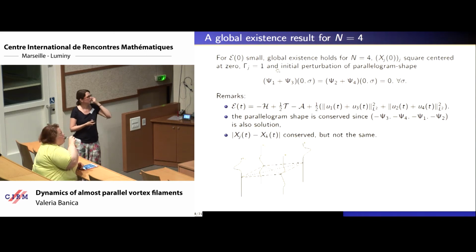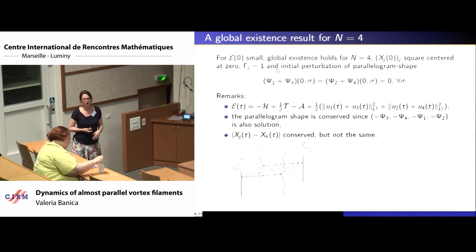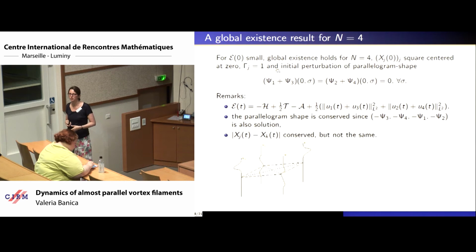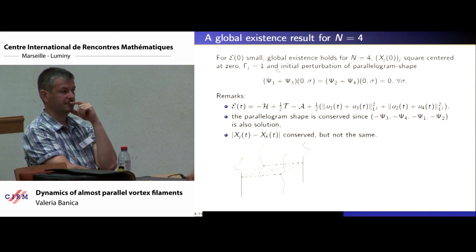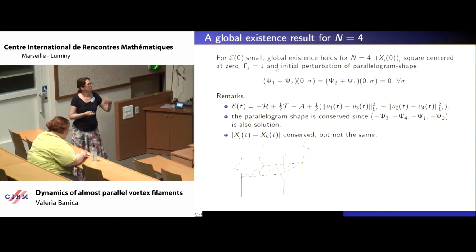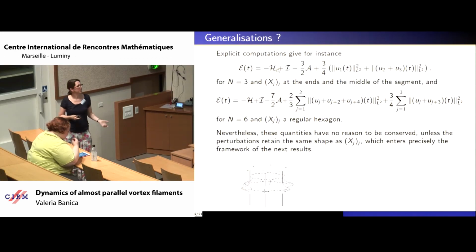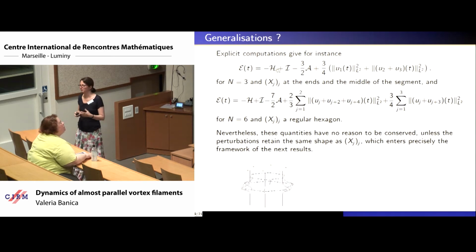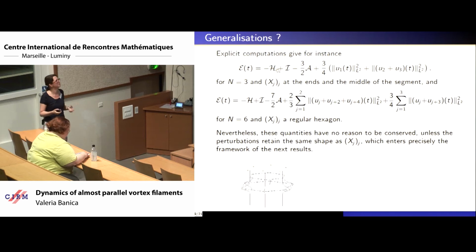Because if you start with a parallelogram shape at any height, if you look at the equation, you realize that this kind of symmetry is conserved along the time. So then you conserve the energy, and you can get a global result. So then, well, you imagine that maybe there are some group symmetries that you can preserve, but anyway.